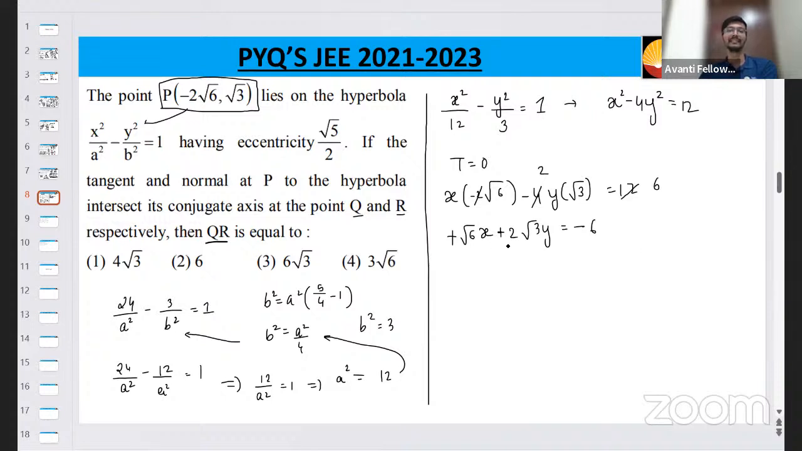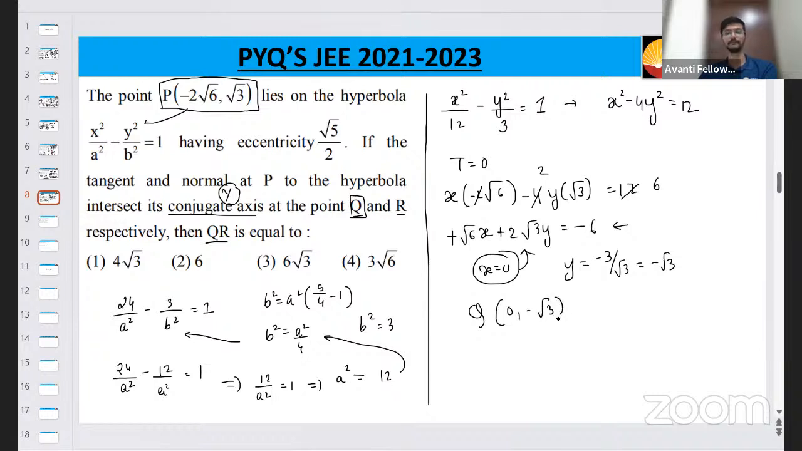Now, this tangent intersects the conjugate axis. What is the conjugate axis? It is the y-axis. So to get the point Q, we'll have to put x equal to 0, because on the y-axis, x equals 0. So we'll get y equal to minus 3 by root 3. It is minus root 3. So the point Q we got is 0, comma minus root 3.